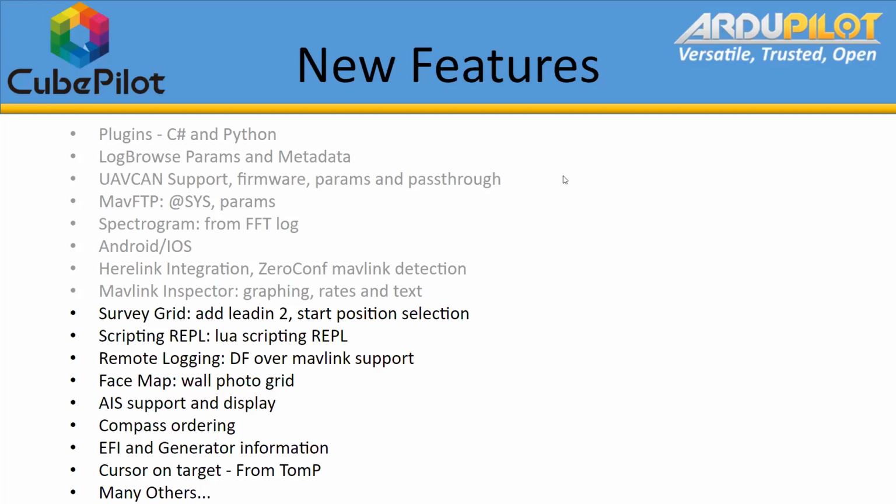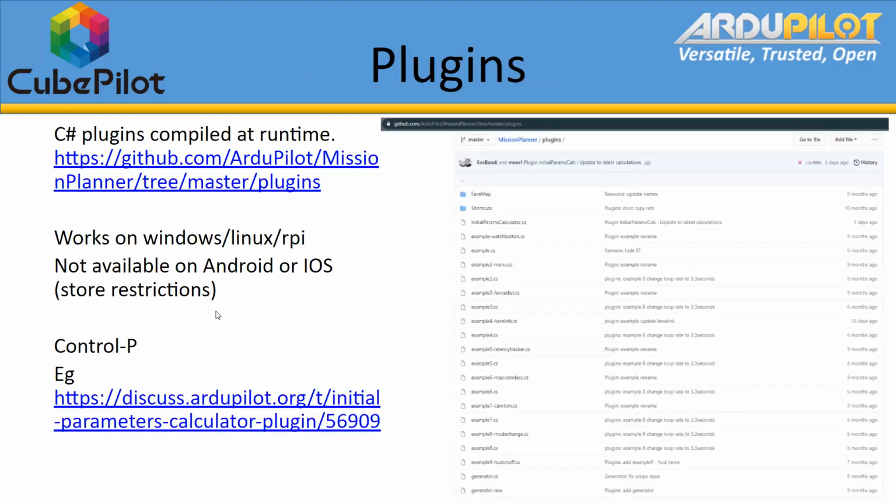Okay, so first thing, plugins. On one of my previous speeches, probably 2 or 3 years ago, I would have talked about IronPython plugins. That feature still exists in Mission Planner. What has been added since then, though, is the ability to add C# plugins. These are compiled at runtime and basically give you full access to all the Mission Planner internals.